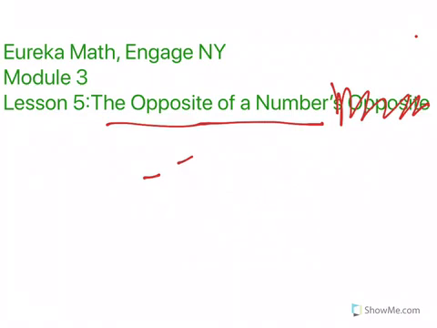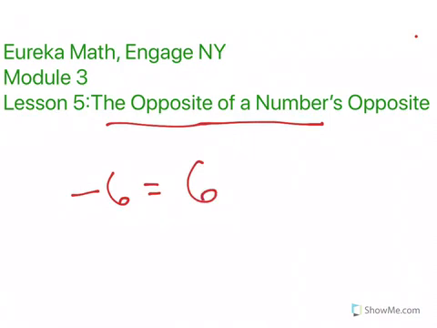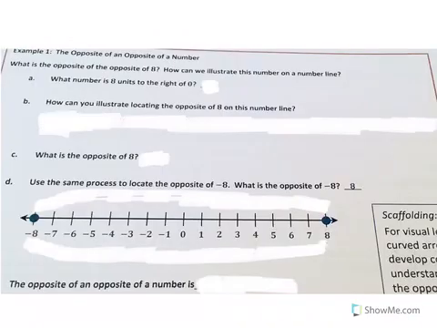Except now, we're not just talking about the opposite of a number, we're talking about the opposite of a number's opposite. So if we have -6, the opposite becomes 6. If we're saying the opposite of a number's opposite, we want the opposite of 6, which is -6 again. So it's an easy concept, but it can also be confusing, I get it. So let's go through some examples together.